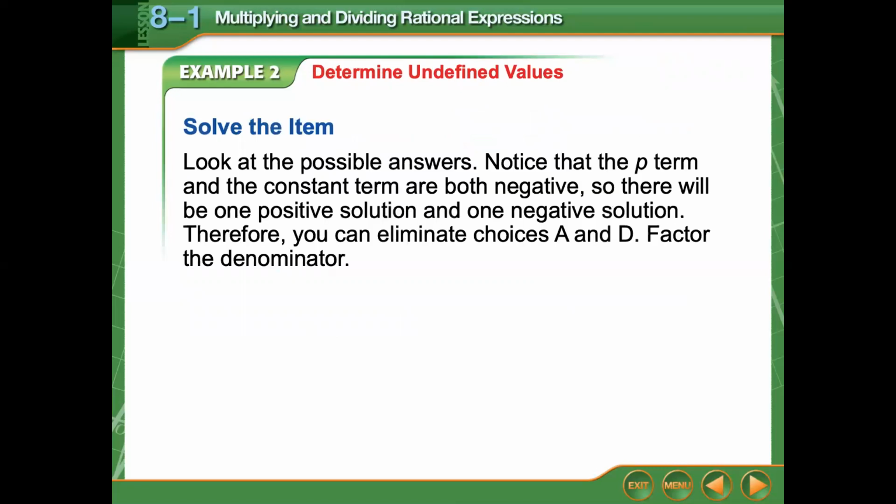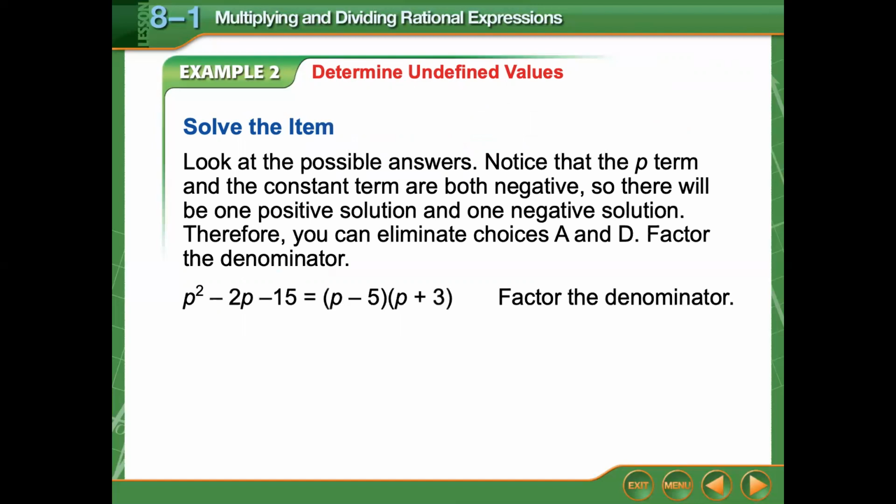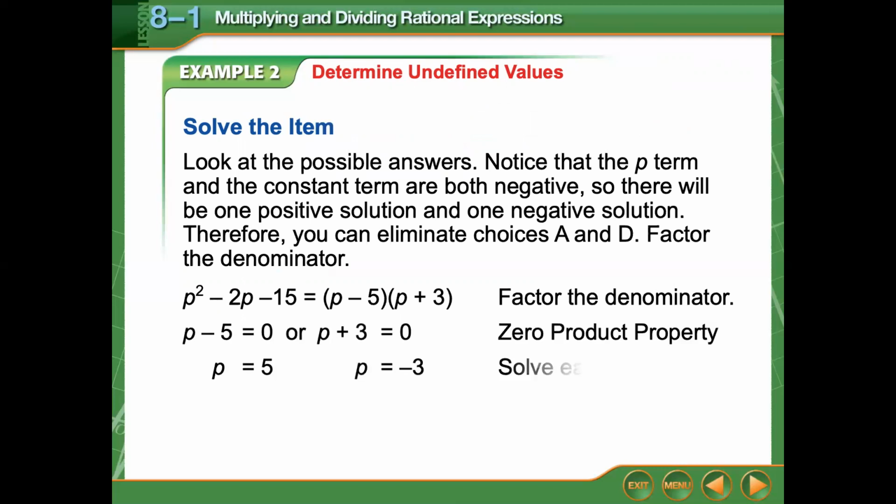To solve that, we're going to look at some possible answers. This was a multiple choice question, so we can eliminate A and B and factor the denominator. When we factor, we get p minus 5 and p plus 3. When we set both of those equal to 0, we get 5 and -3. So in the example that we had, our answer would be B.